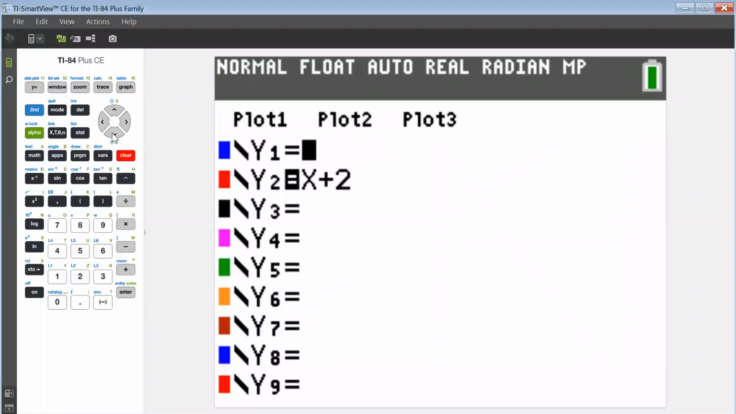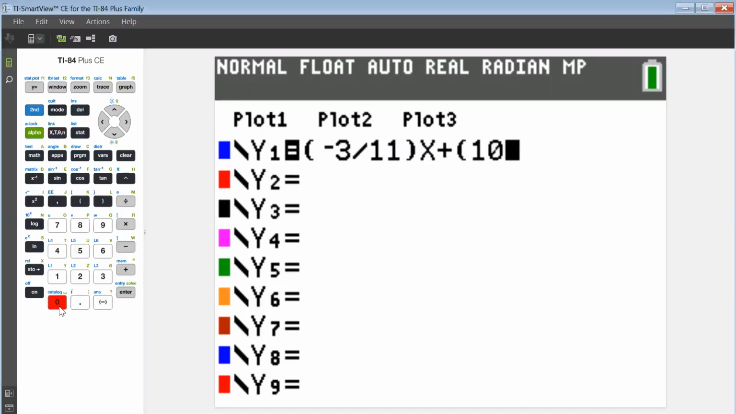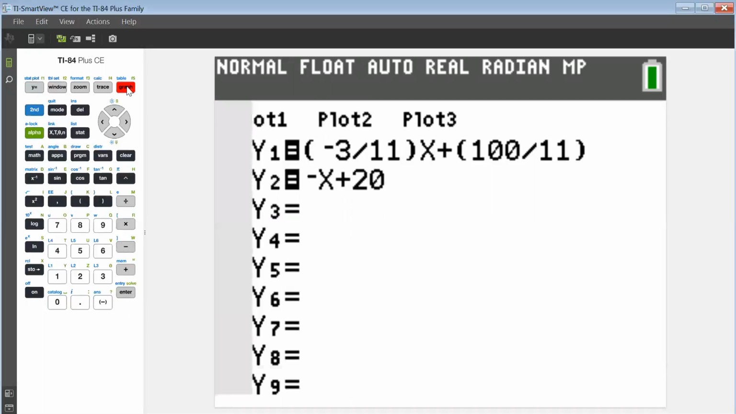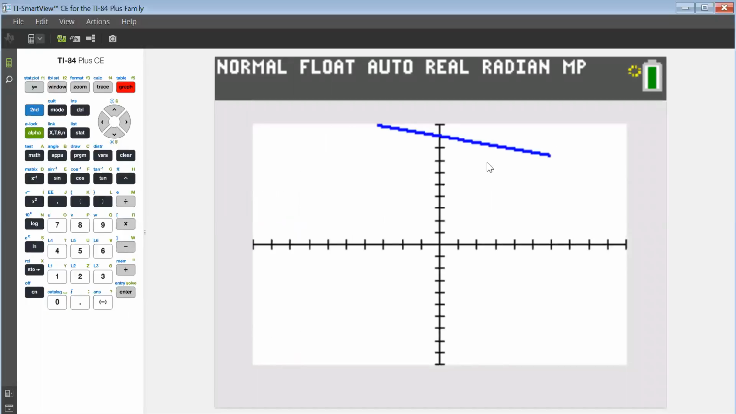We're talking true/false, we're talking multiple choice. These should all end up in quadrant 1. So first equation, in parentheses, negative 3 divided by 11, close it, x, so there's my m, x plus b is 100 divided by 11, close it, enter, and the other one was negative x plus 20. Graph it. We should see it hit in quadrant 1.